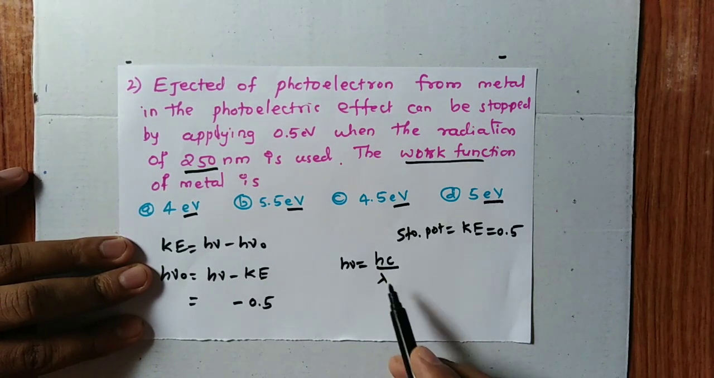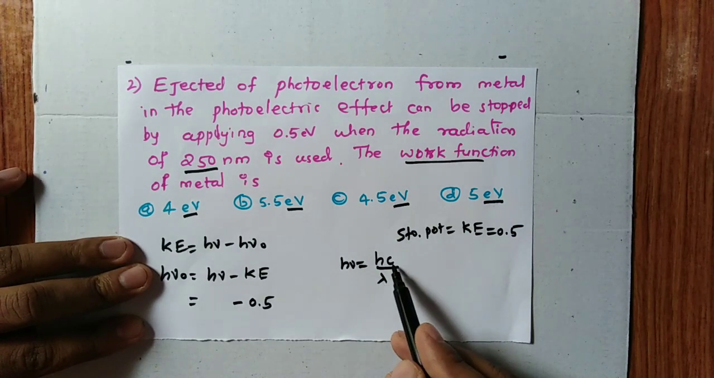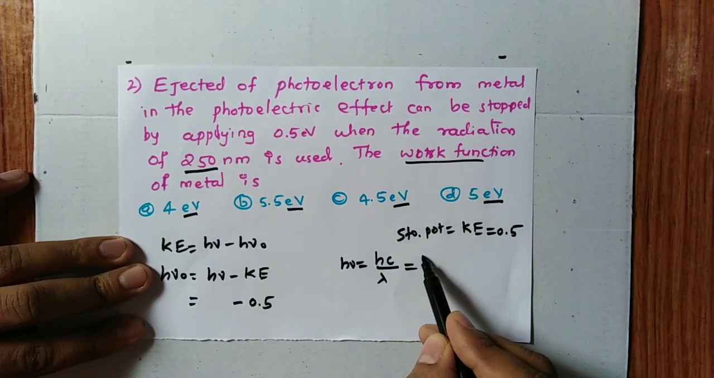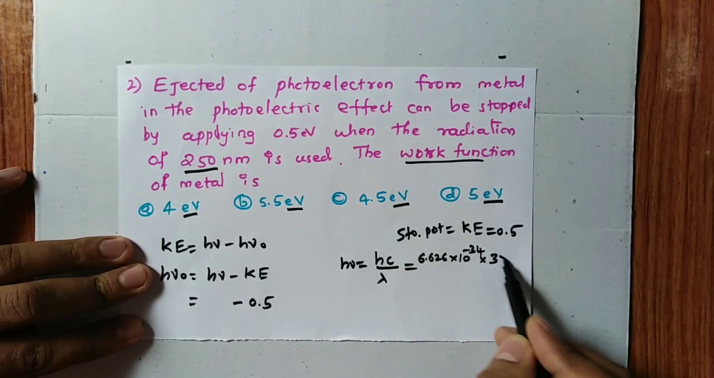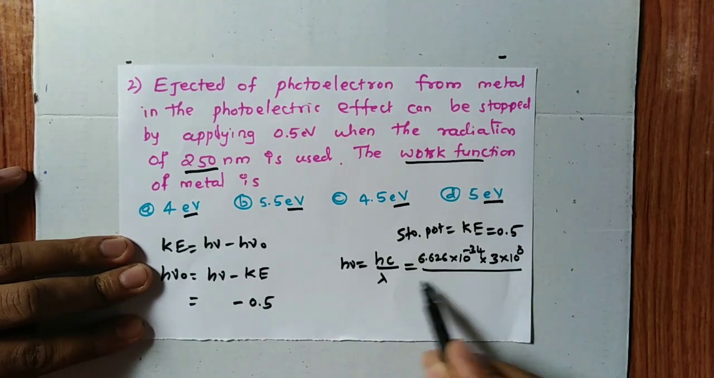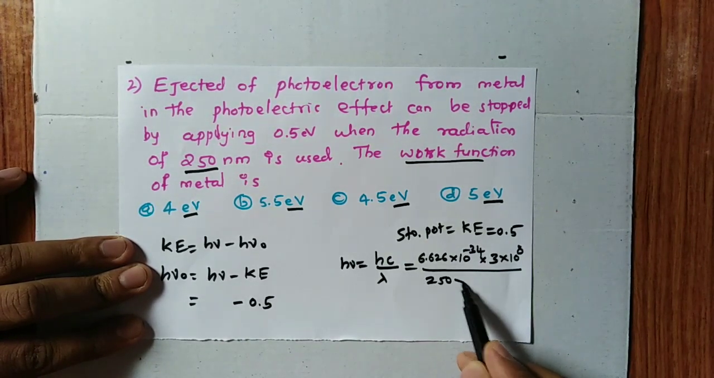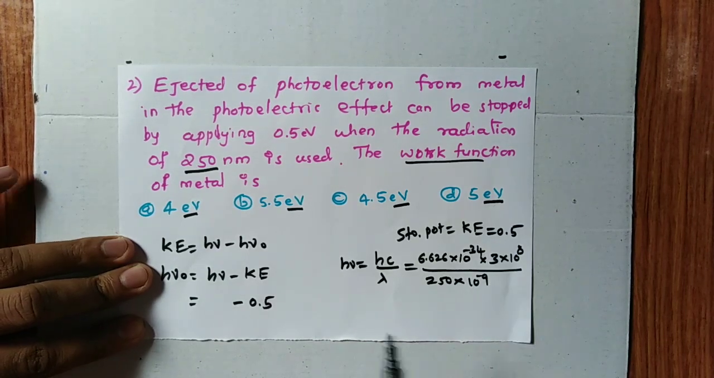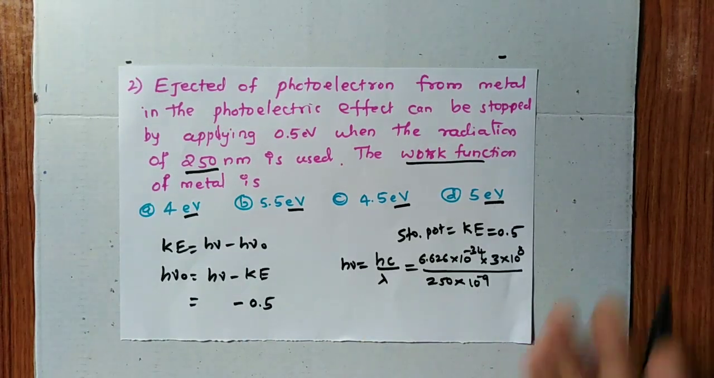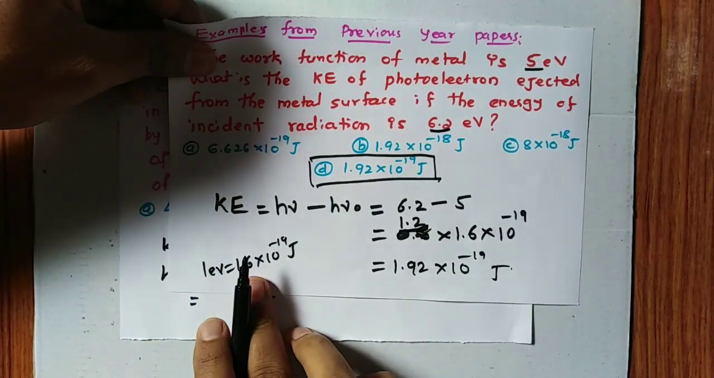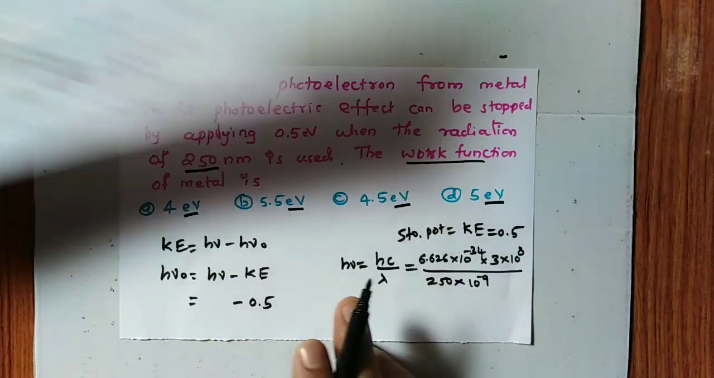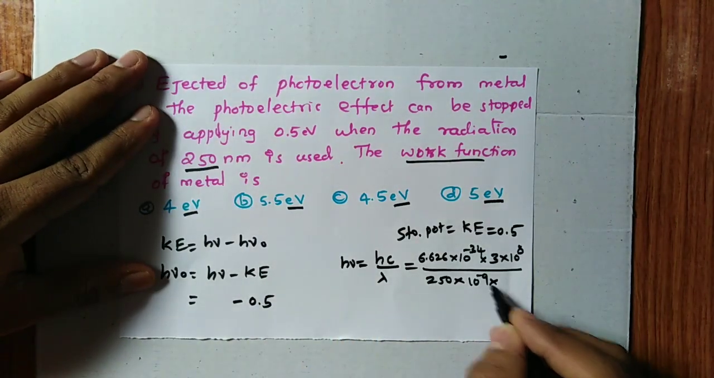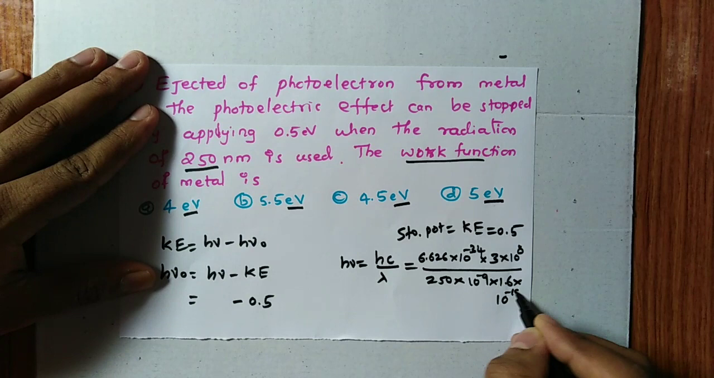So what you have to do? Lambda is there, right? The c value is 3 into 10 to the power 8. So h is 6.626 into 10 to the power minus 34, into c value 3 into 10 to the power 8, divided by the lambda value, that is 250 into 10 to the power minus 9. Once again you have to convert this into electron volt. This is in joule. Once again you will use the conversion, 1 electron volt is equal to 1.6 into 10 to the power minus 19 joule. So I have to divide it by 1.6 into 10 to the power minus 19 joule.